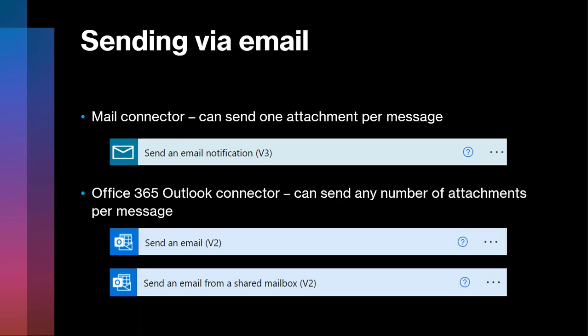The other option you have is the Office 365 Outlook connector, and there are really two send emails. There are other send email actions, like there's a send email with options. We're not going to get into that. But basically, send an email v2 is really just as if you were to open Outlook and compose a message from your mailbox and send it.